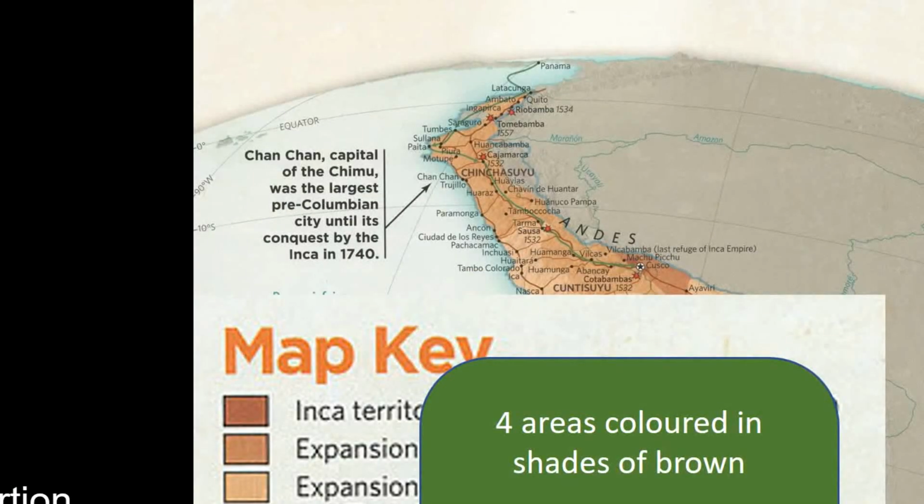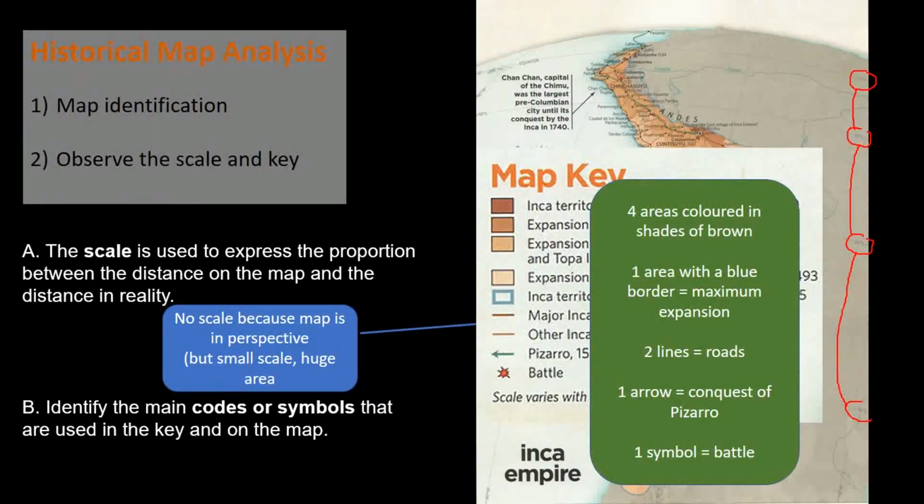Just to show you where we can find, here you have the symbol of the different battles. And by the way, this is the line, the arrow of the route that Pizarro followed.